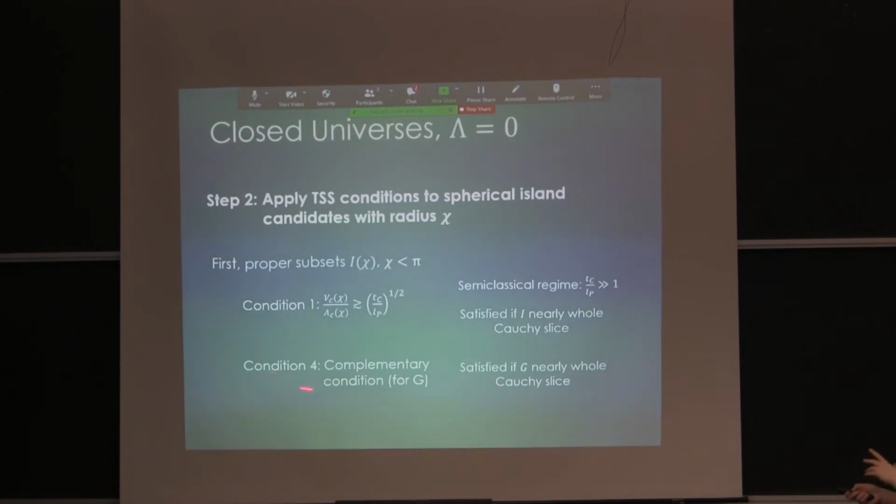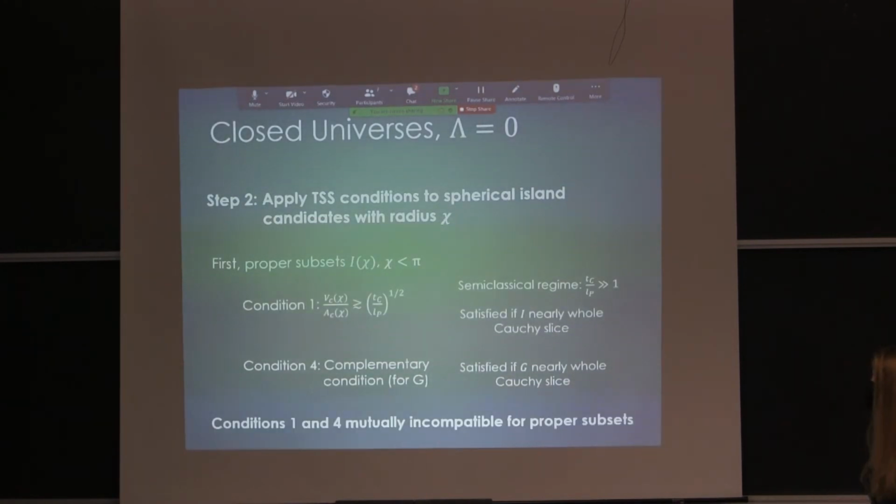So then the fourth condition just ends up being the complement of this condition, where by complement I mean the same condition, but with chi replaced with pi minus chi. And so this fourth condition, again restricting to the semi-classical regime, will be satisfied if that complementary region G is also nearly the entire universe. So you can see that these seem incompatible, because we can't have I being almost the entire universe and G being almost the entire universe. So it looks like proper subsets in the closed universe, lambda equals 0 case, do not satisfy all of the island conditions, the necessary conditions for islands.